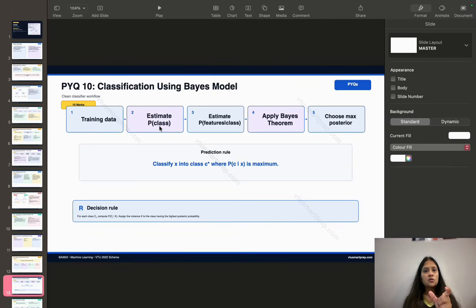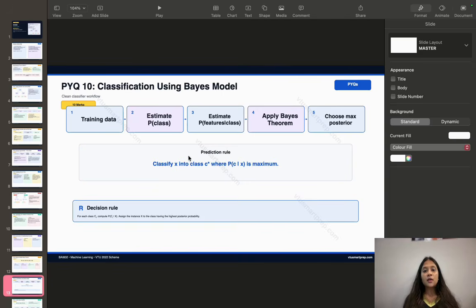They can ask you a theory question: explain classification using the Bayes model. These steps you have to write in sentences. First, in the initial step, it is going to train on the sample data. Given sample data, it is going to estimate P of class. In the third step, it is going to estimate the feature given class, and then apply the Bayes theorem, and then choose the max posterior.